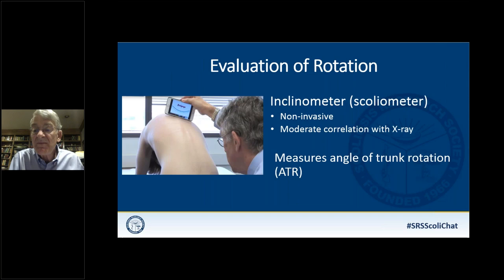And there are various gadgets for this. Most smartphones now have a function like this. And parents, yes, you can download these, but please don't use it more than once a month. It measures a thing called the angle of trunk rotation, or ATR for short.